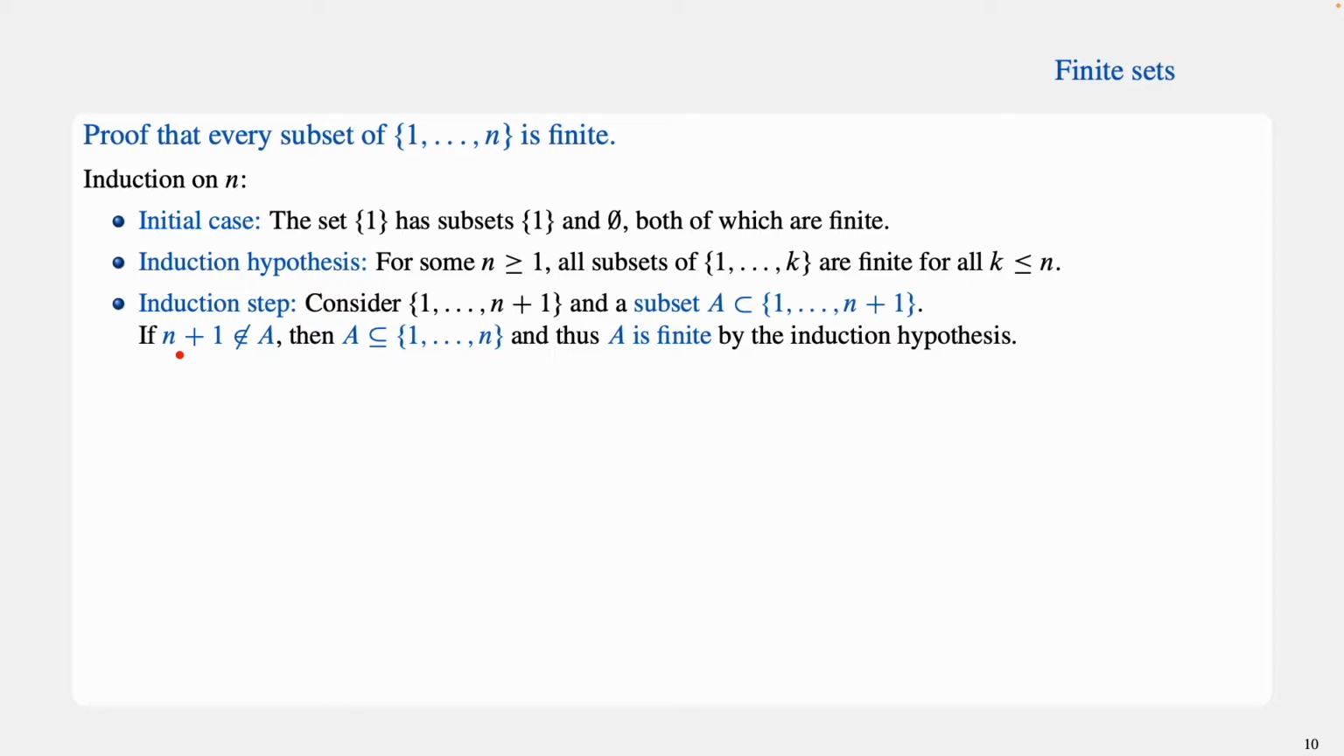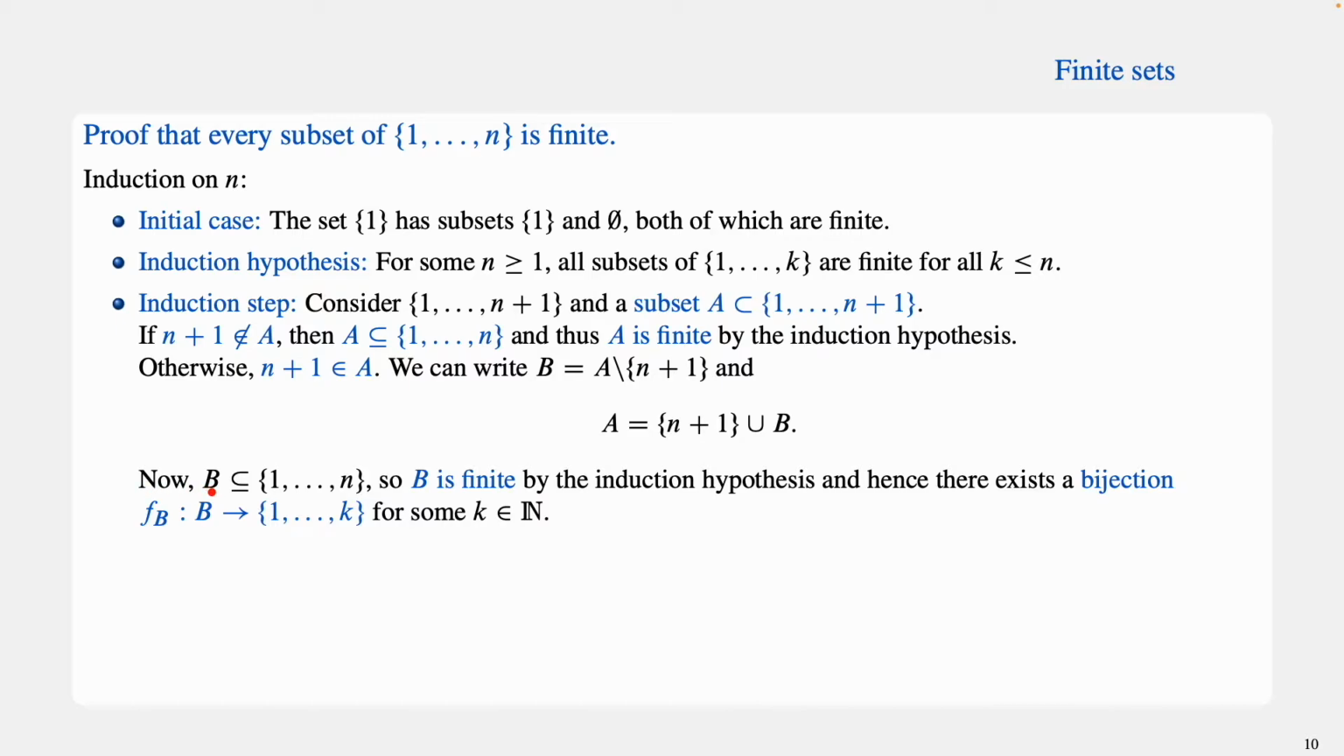Now, if the element n plus 1 is not contained in A, then A is already a subset of the numbers from 1 to n. And then we can just use the induction hypothesis to conclude that A is finite. We're done in this case. Otherwise, A does contain the element n plus 1. And then I can look at the complement of n plus 1 in A. I call this B. This is the set A without the element n plus 1. And A is then clearly the union of the set containing n plus 1 and B.